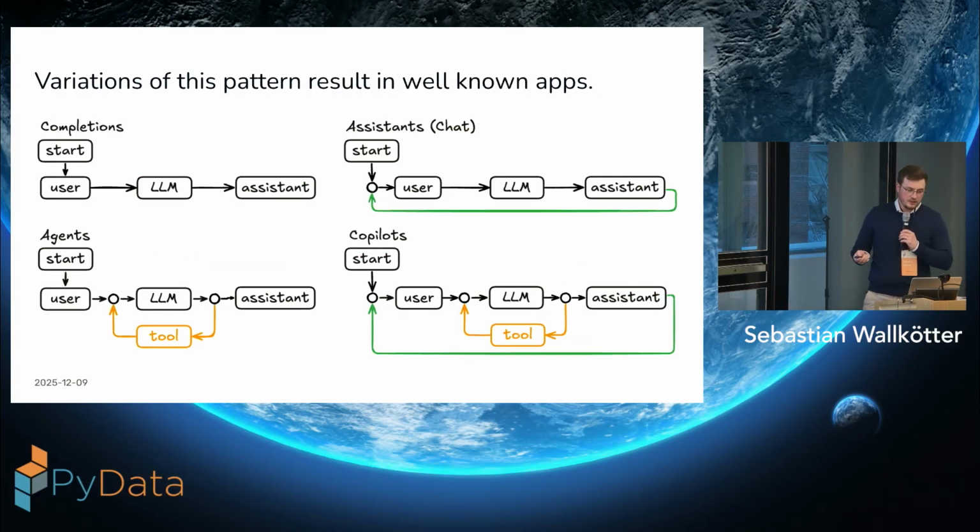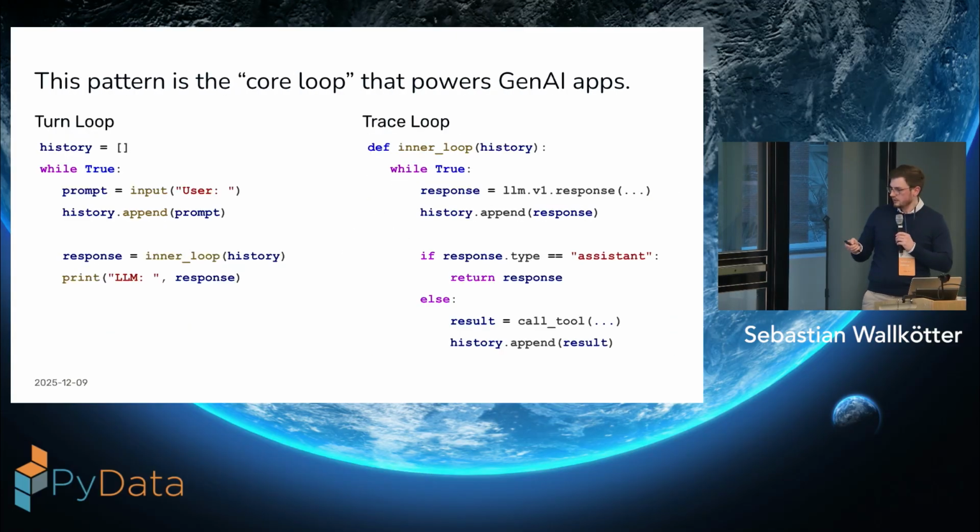I should go back and explain something. This is the core loop that powers GenAI apps. And this is also where my talk gets its name from: the boringly simple pattern that powers GenAI apps. Because if you look online and read about agents, you get the impression that this is going to be really complicated and there must be a lot going on. But when you actually look at it, this is not very complicated. I think everybody here could do this.